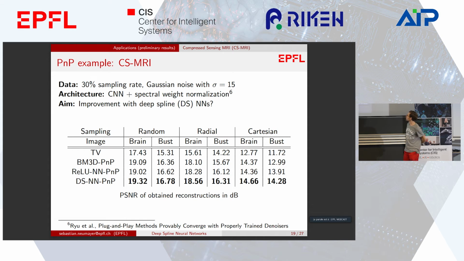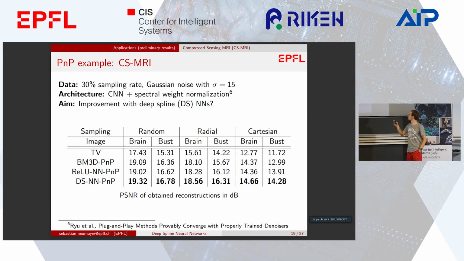So here is actually a result. We used a 30% random sampling, Gaussian noise with variance sigma 15. The architecture is just a convolutional neural network with spectral weight normalization, and we want to see if we can improve by changing the activation functions. As a baseline, I have just the total variation regularization, which I have mentioned before. So it's like a traditional handcrafted model in some sense. It's a non-learned regularizer.